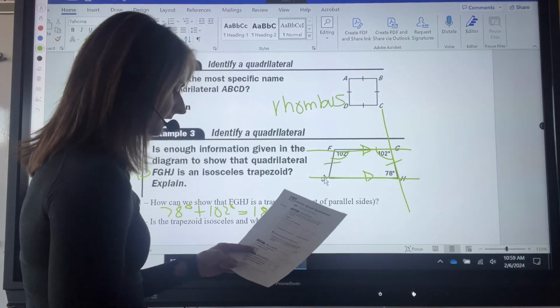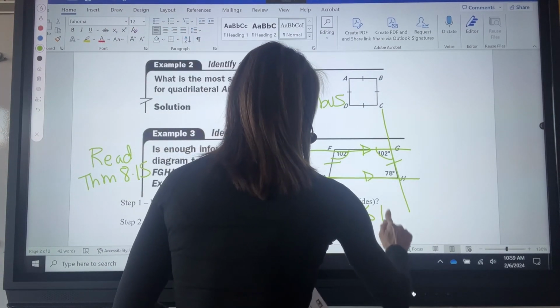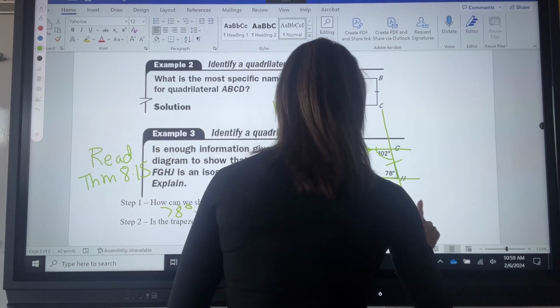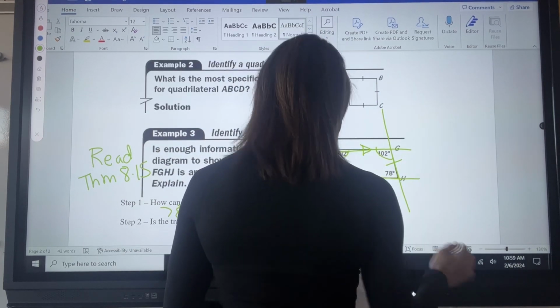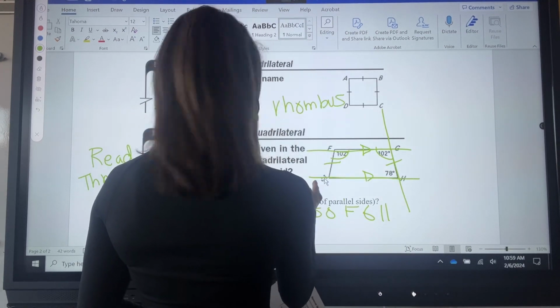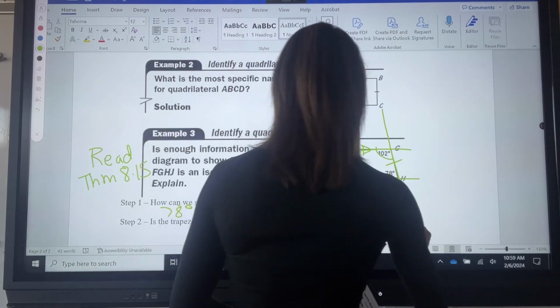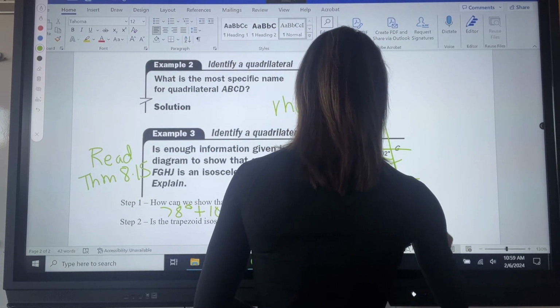Here we go. So FG is going to be parallel to JH. Where's the name of the quadrilateral? FGHJ. I'm just going to say JH.